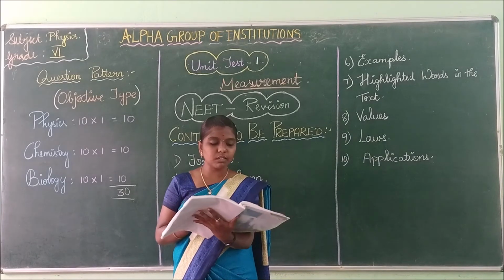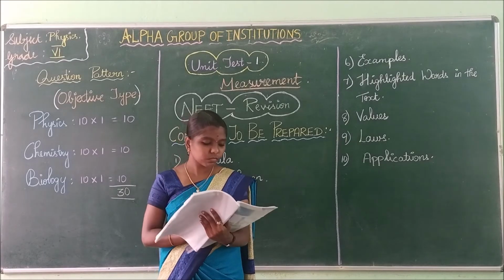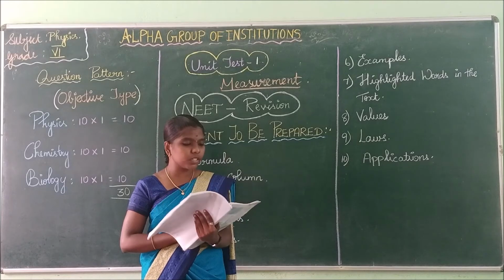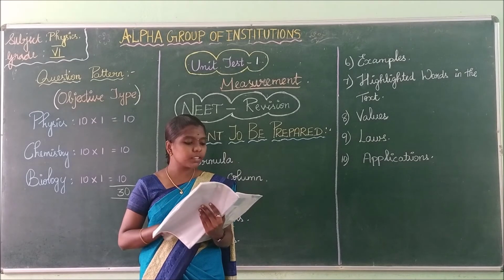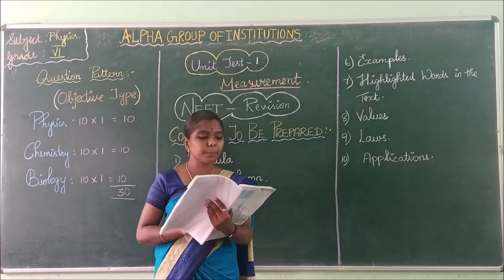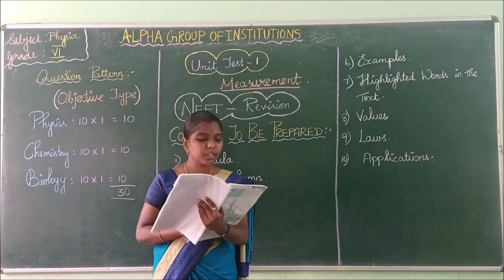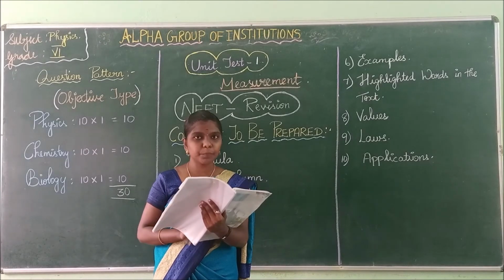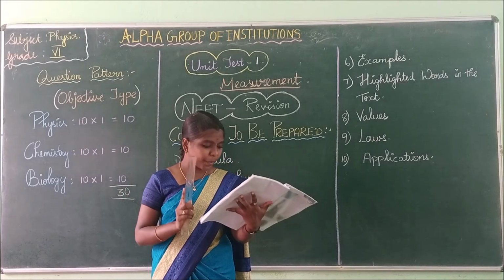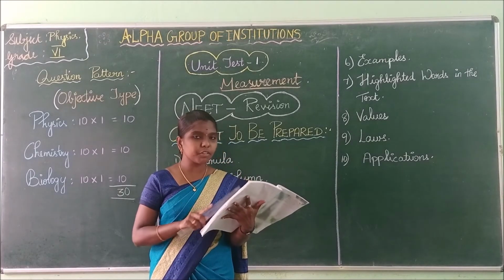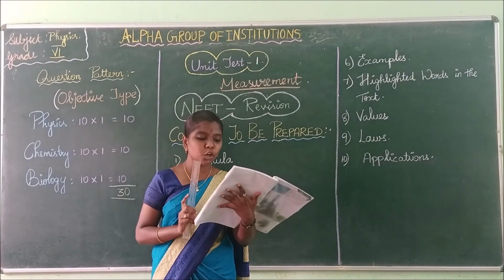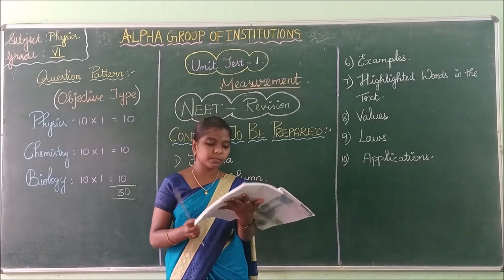Take your next page, page number 15. You will have a table column for fundamental quantities and their units, right? You have to read the table column. From this table column, questions will be asked. Is it clear? Next, on page number 16, you will have a table column for multiple and submultiple units. Mark that table column also. You have to read that table column.